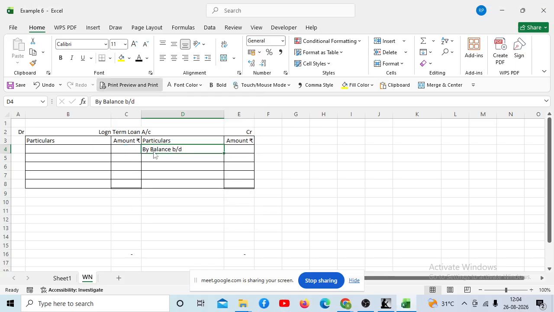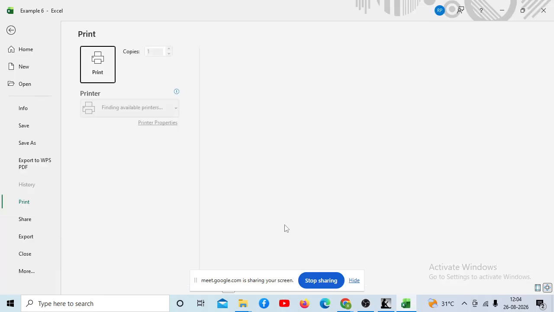Again, some issue. My computer has become a bit slow. Balance brought down. One minute. Why has it gone to print mode?